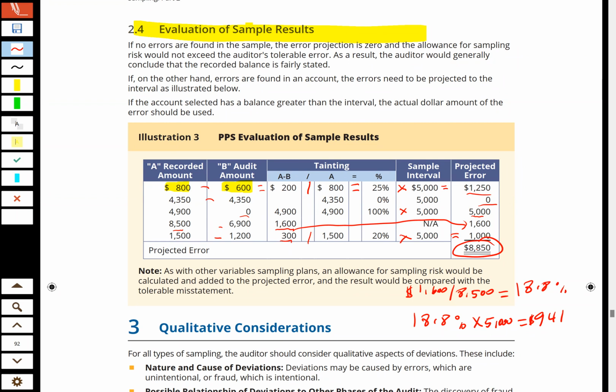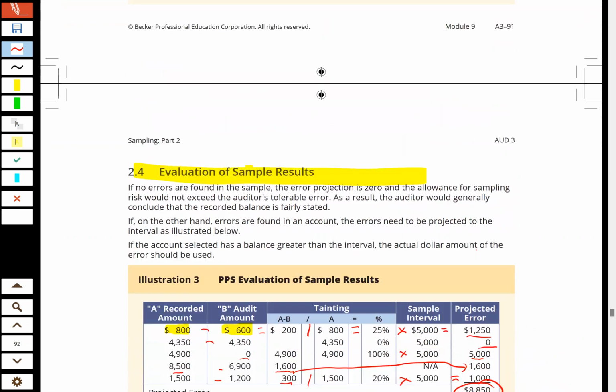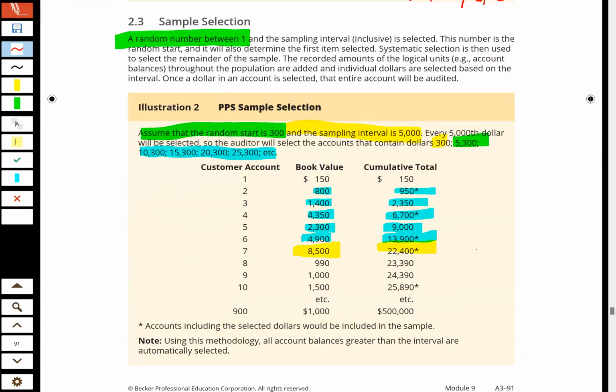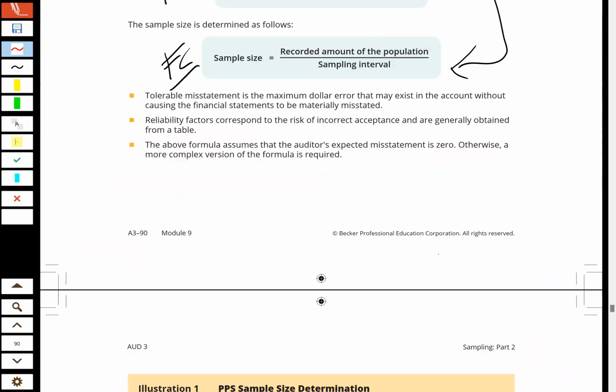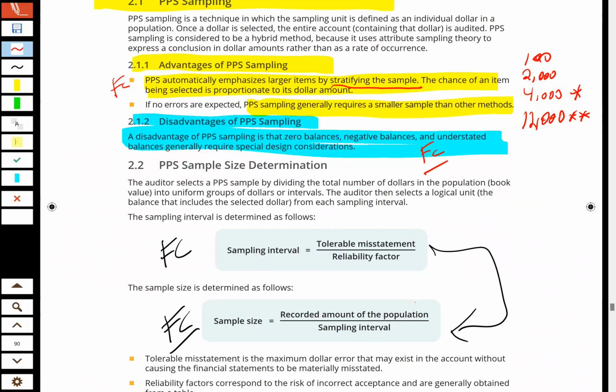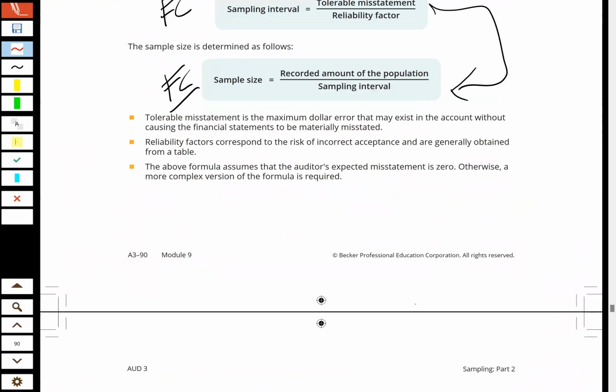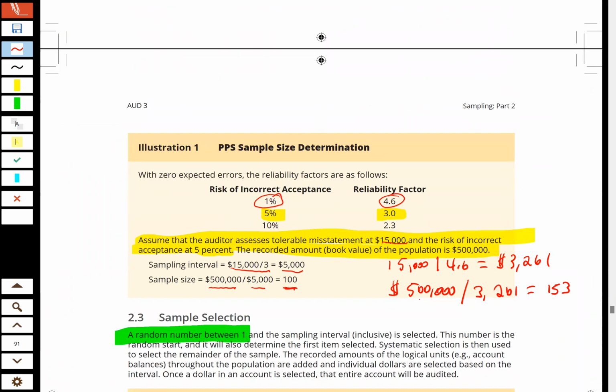What was my tolerable misstatement? 15,000. Good. So my tolerable misstatement going way back up was 15,000, wasn't it? You just 15,000, and where I'm down here.